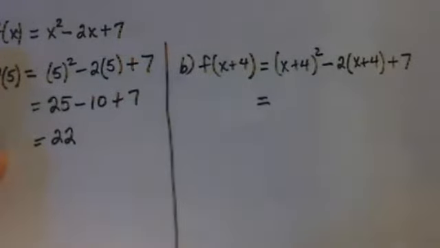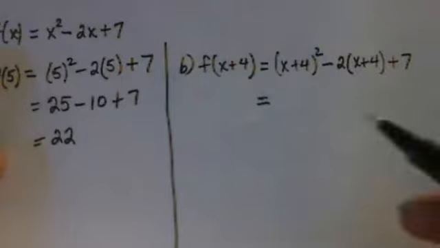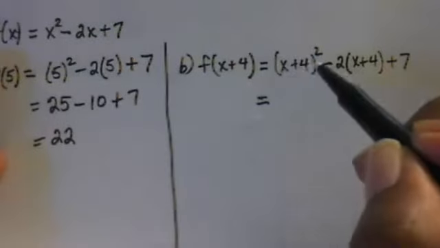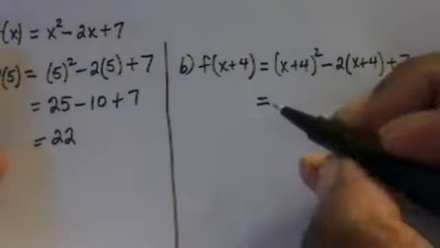Now the x plus 4 quantity squared, we're squaring a binomial. So we can use the rule for squaring a binomial. And that rule is this. We square the first term. x, and we squared will be x squared.